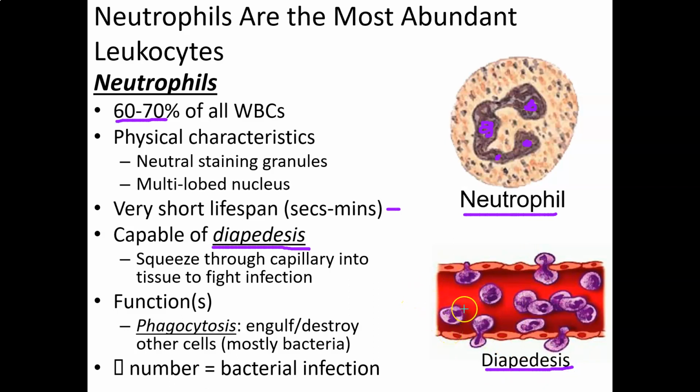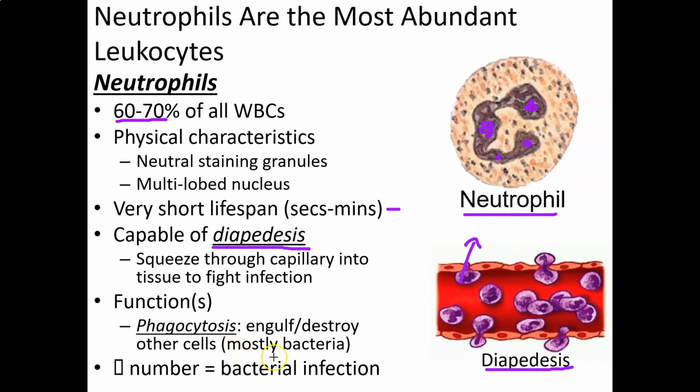Most of the white blood cells can actually undergo diapedesis, which makes sense because infections are going to be other places besides in the blood, and for them to be effective, they have to be able to leave the bloodstream and go out into the tissue. So that's diapedesis. Their major function is phagocytosis. So remember, phago is eating. Cytosis refers to cell in this case. So their job is to engulf and destroy other cells.